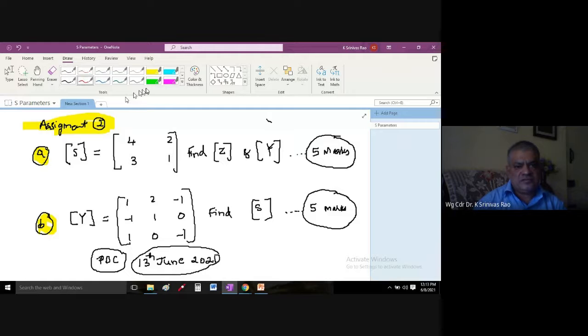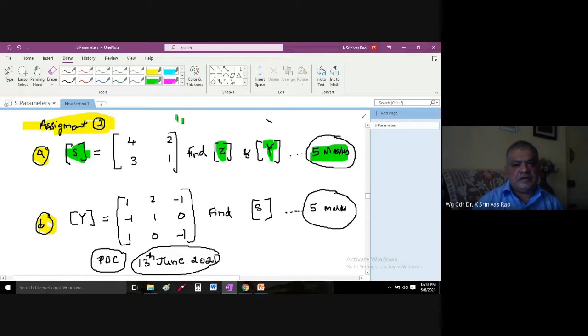Here you can see the S matrix value is given. Find Z and Y. We have just discussed how to calculate this. First we have to calculate Z from S using that latest formula, and calculate both Z and Y. Take the inverse of Z, you will get Y. So that is 5 marks.